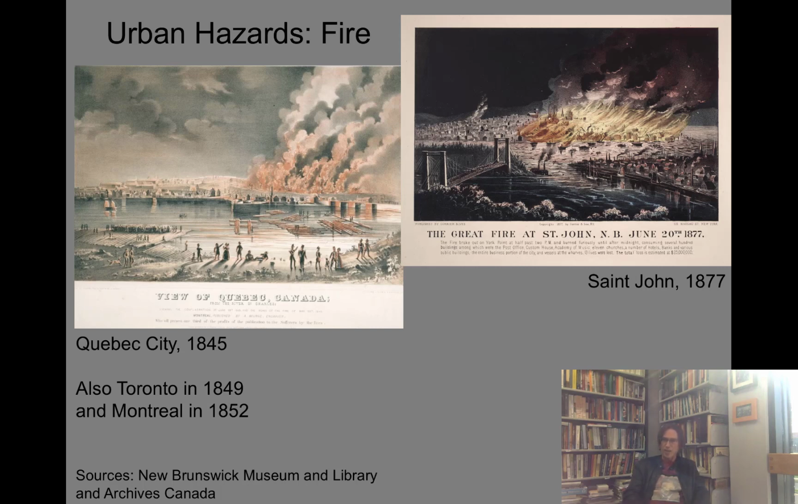Here's a major fire in St. John in 1877, one in Quebec City in 1845, another one in Toronto in 1849, another one in Montreal in 1852. And these are big fires. These are wooden buildings with coal. They're going to catch fire and they're going to burn whole areas of cities.